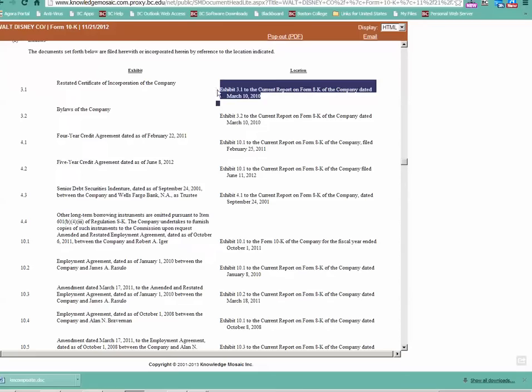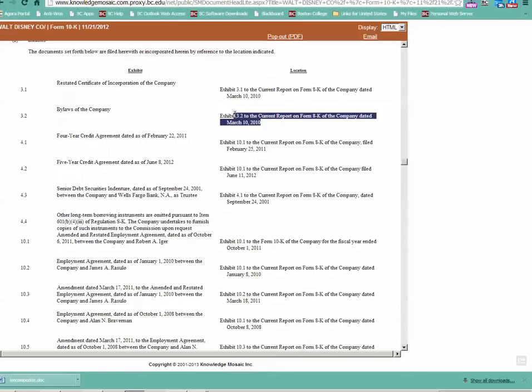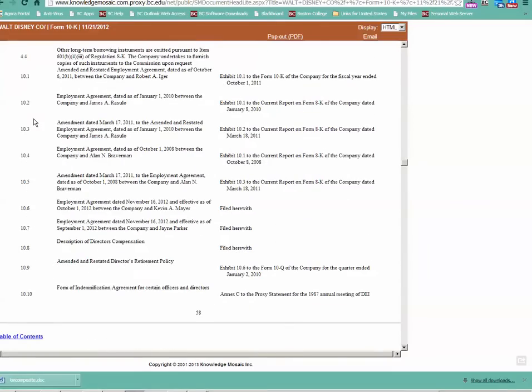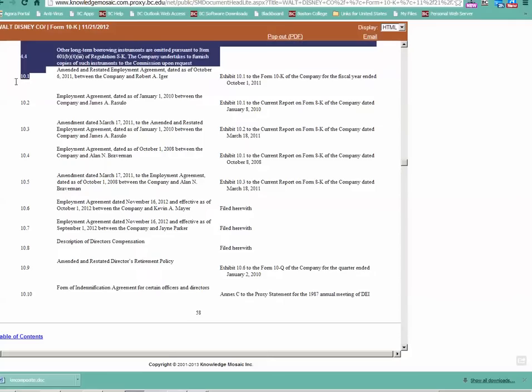And it's not necessarily filed with this 10K, but I can see which filing I would have to go to if I wanted to take a look at the certificate of incorporation for Disney or the bylaws. And those are both under number 3. In terms of important contracts, that's going to be in number 10.